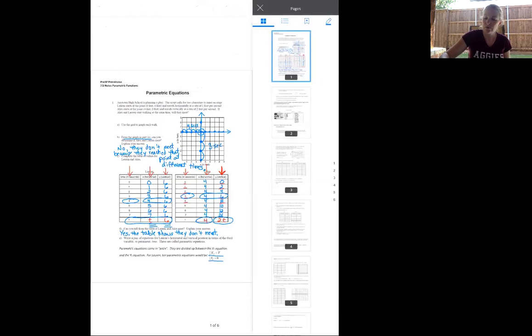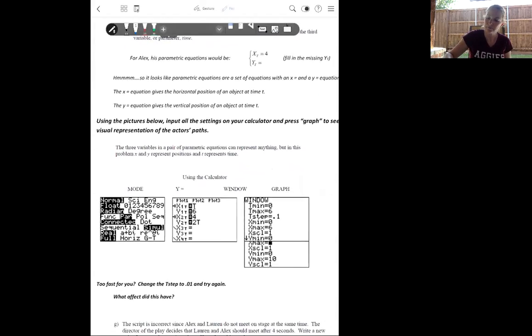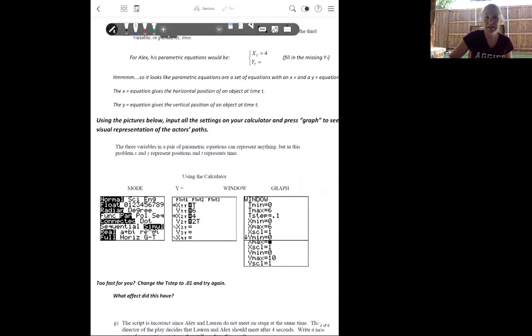So as we go back over here, for Alex, x sub t equals 4 and y sub t equals 2t. All right, so it looks like parametric equations are a set of equations with both an x equals and a y equals equation. They always come in pairs. And again, the x equation gives the horizontal position of an object at time t, and the y equation gives the vertical position of an object at time t.